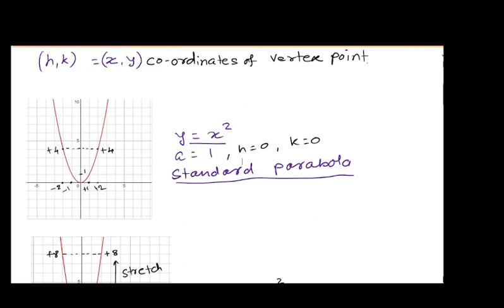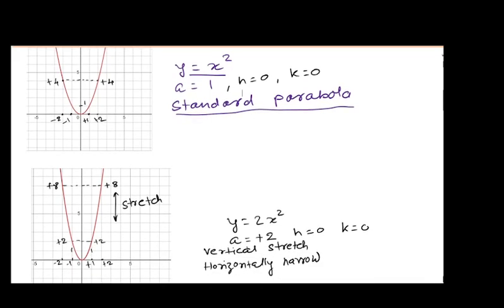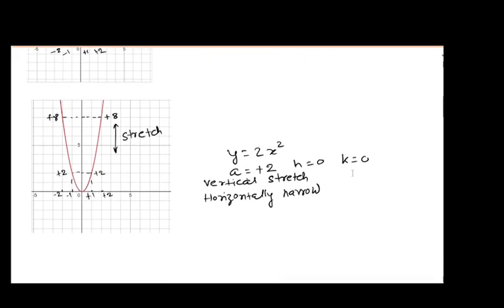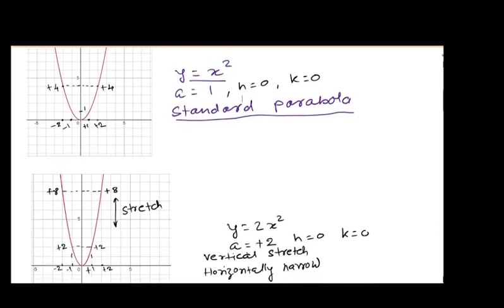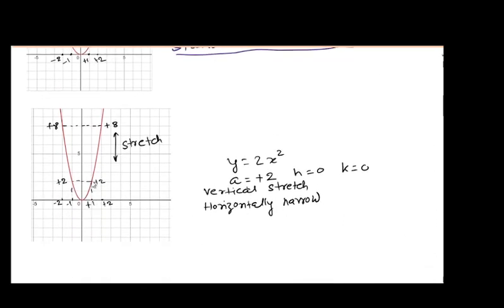Now what happens when a is more than 1? For example, when a is 2, and h and k are 0, so I have y = 2x^2. This will stretch the parabola 2 times vertically, and horizontally the parabola will be narrow. In the earlier equation, when x is 1, y is also 1, as shown in the figure, right? But in this case, when x is 1, y is 2. So it stretches the parabola by 2 units.